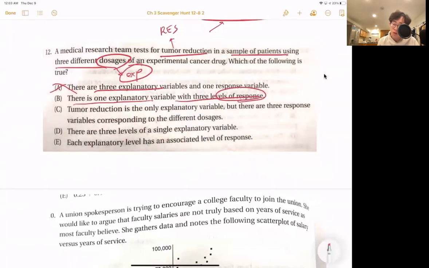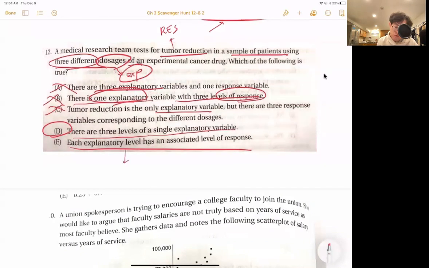There is one explanatory variable with three levels. You might consider the three levels of response to be kind of true, but technically you're applying three different dosages, which gives you three responses. So you want to say one explanatory variable with three separate levels of that. Tumor reduction is the response. There are three levels of a single variable, so it should be D. There should be one explanatory variable, but there are three levels of the dosages you're applying.